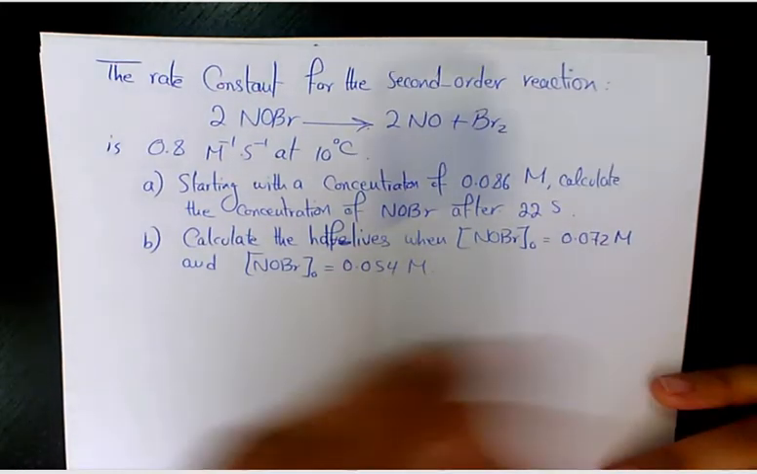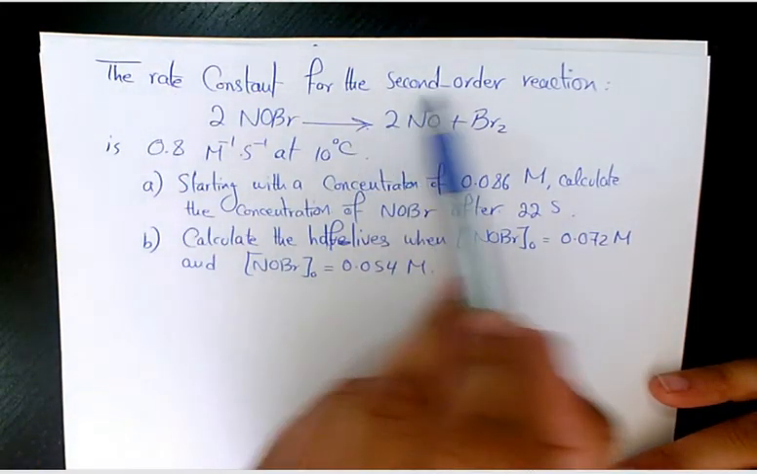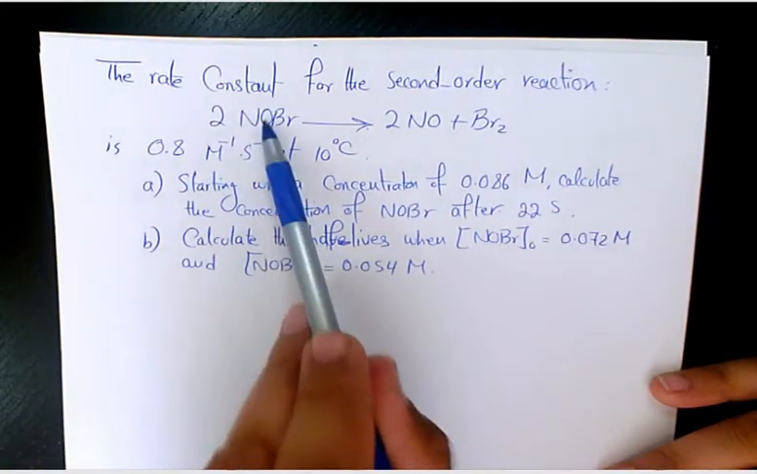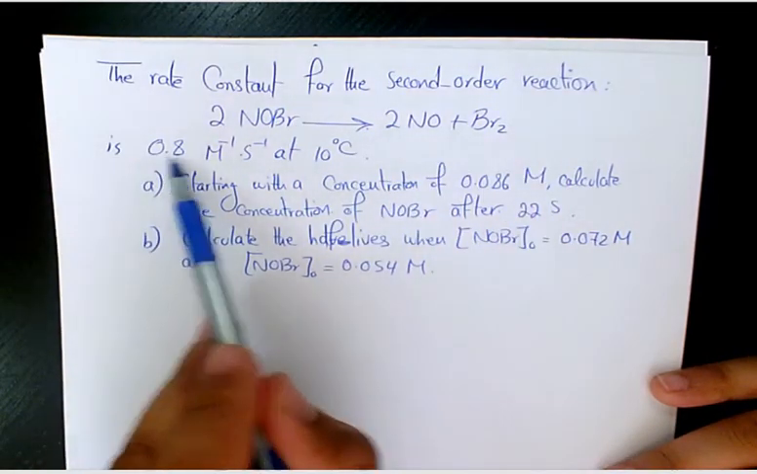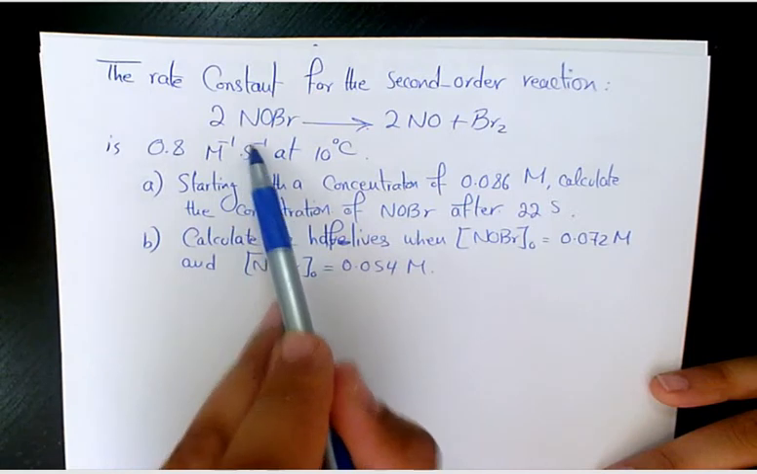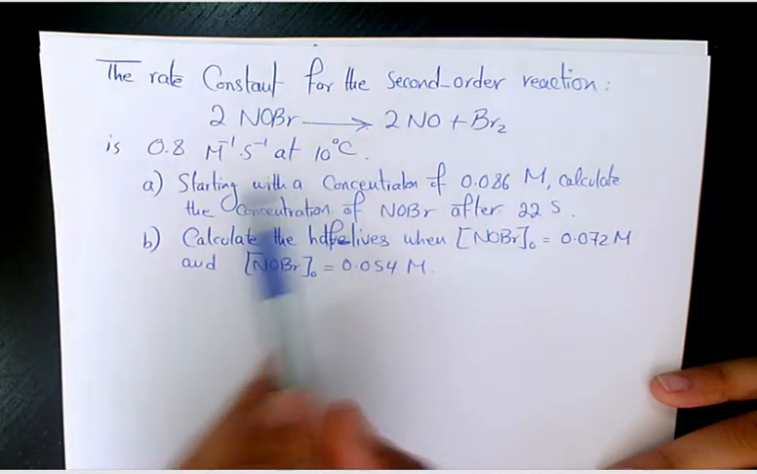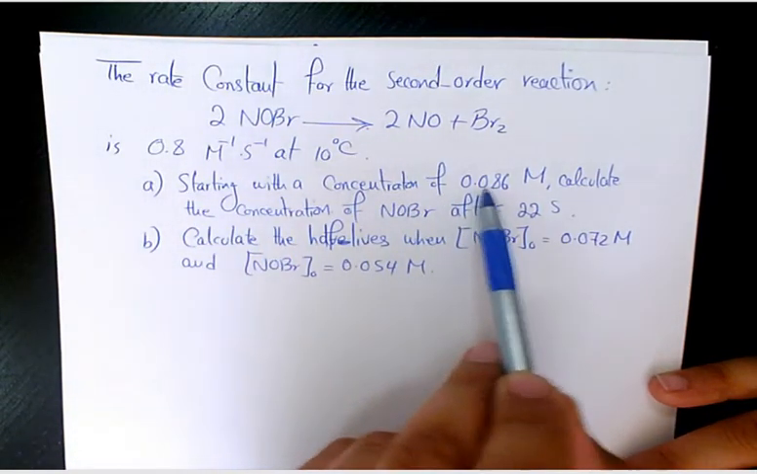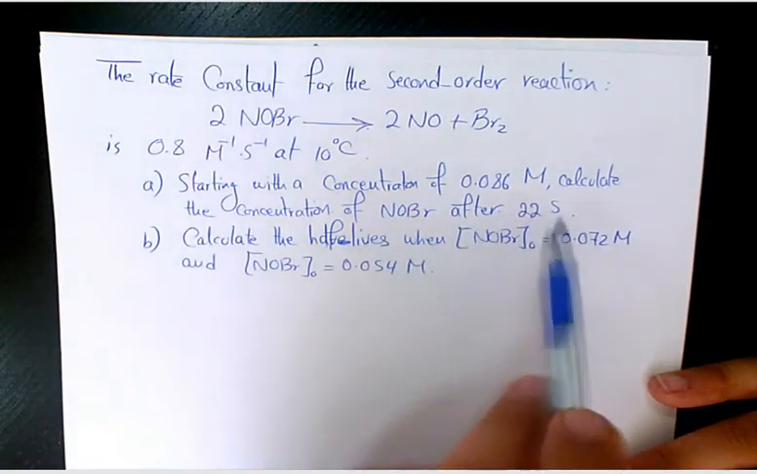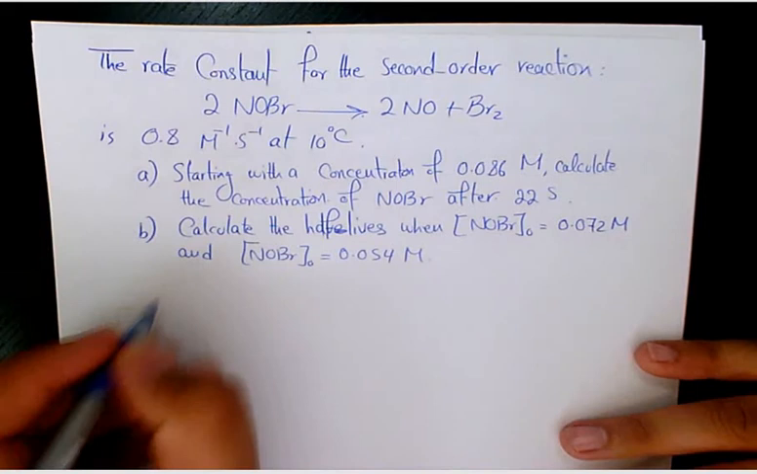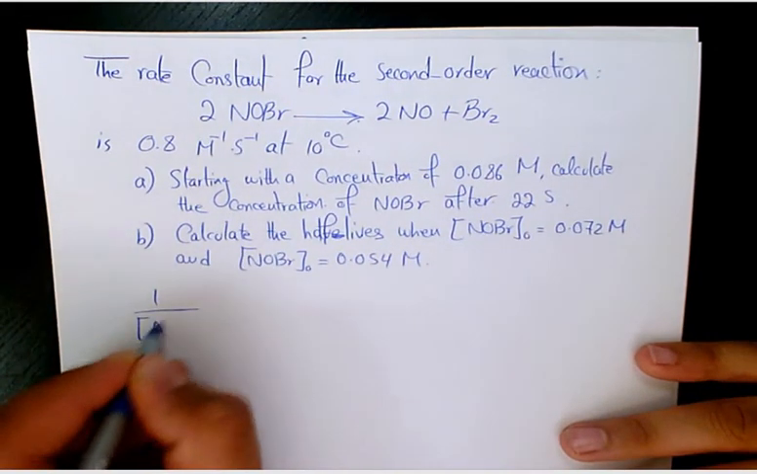So in this example, it says the rate constant for the second order reaction, 2NOBr gives 2NO plus Br2, is 0.8 per molar per second at 10 degrees. Starting with the concentration of 0.086 molar, calculate the concentration of NOBr after 22 seconds. So again, we need to write the integrated form.